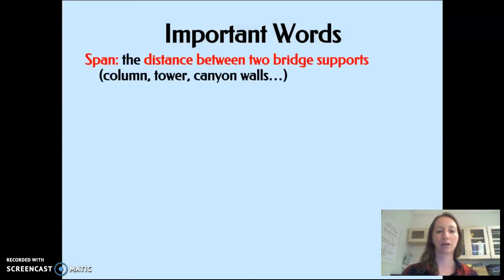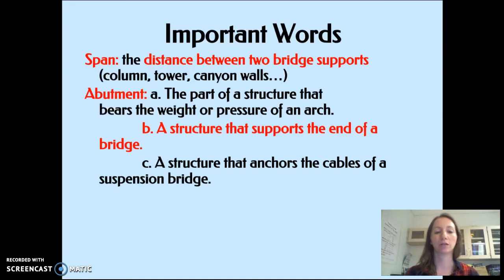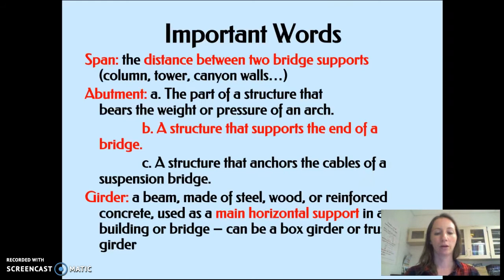Right, so span is just the distance between two bridge supports. The abutments are the supporting structures on either end of the bridge, so they can look a little different depending on the type of bridge. But the basic definition I want you to have down is it's a structure that supports the end of the bridge. Right, and then the girder is that main horizontal support that runs across the length of the bridge. Right, if you need to pause at any time, pause in order to get all the things you need down.